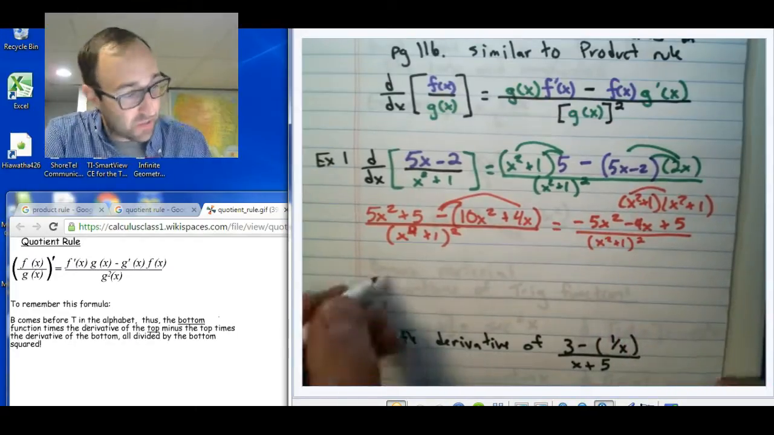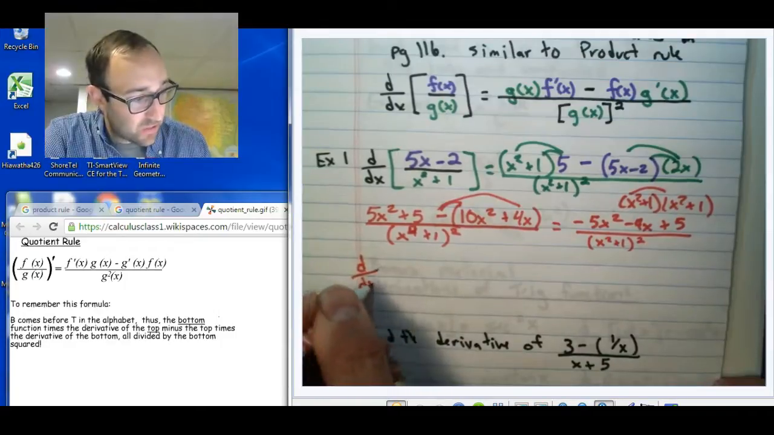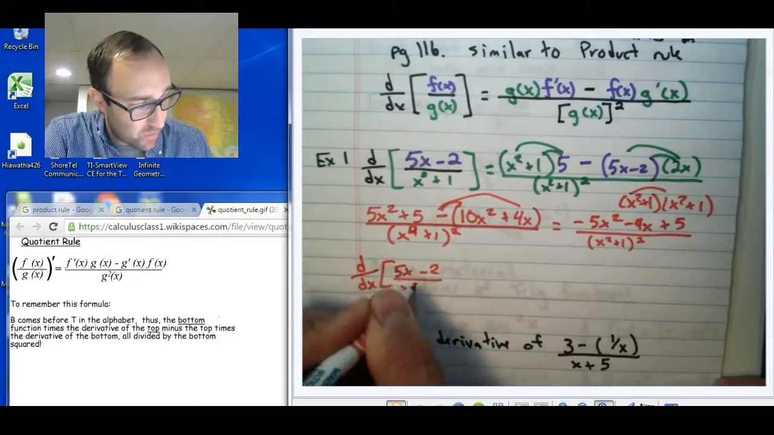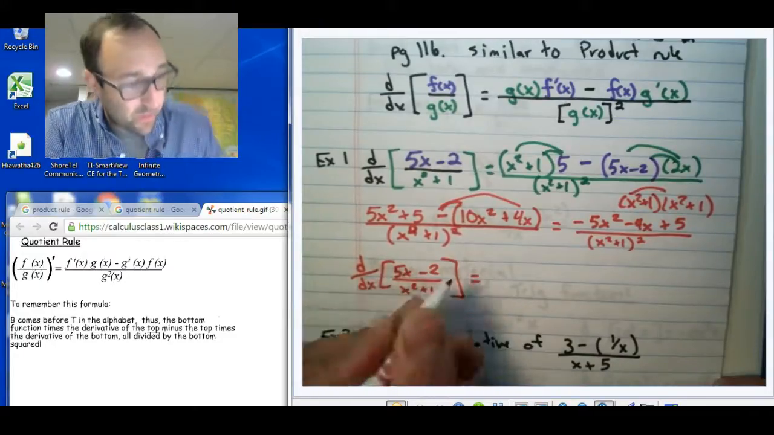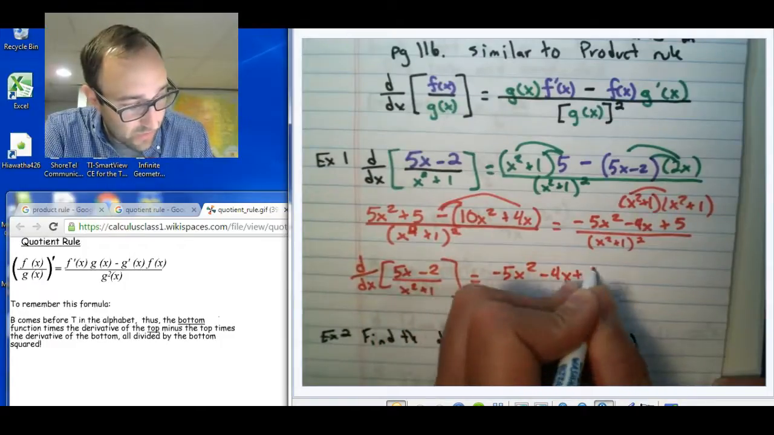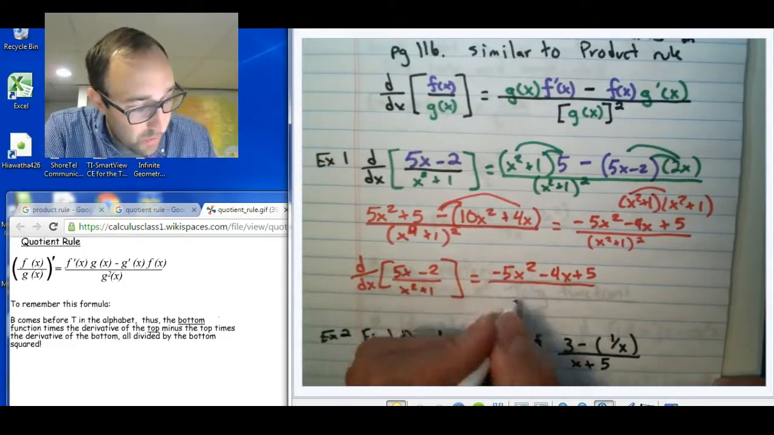So that would mean that we could say d dx of 5x minus 2 over x squared plus 1 is going to equal that whole thing, negative 5x squared minus 4x plus 5, all over x squared plus 1 squared.